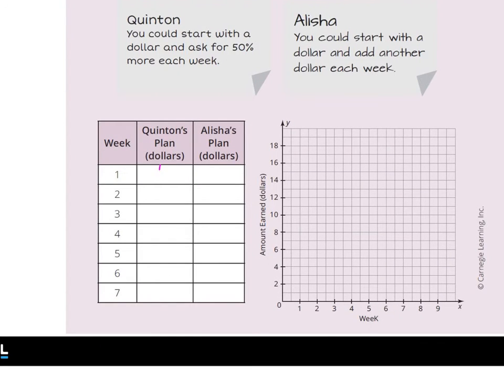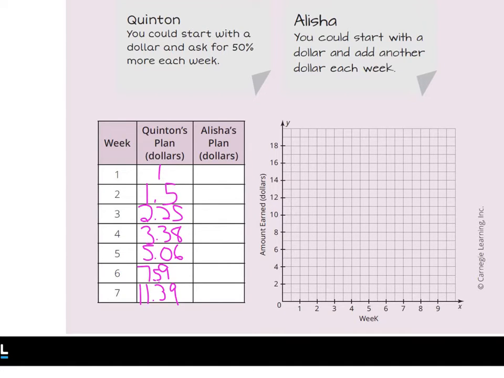You start with $1, and then you ask for 50% more each week. So then the next week I'd have $1.50. And then you'd have 2.25. And then you'd have 3.38. And then 5.06. And then 7.59. And then 11.39.